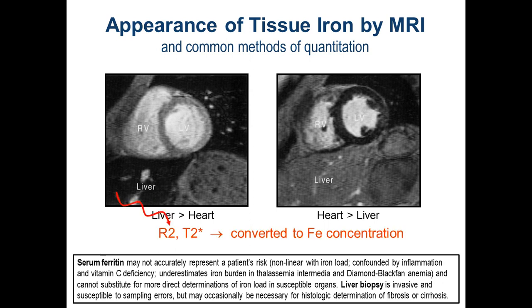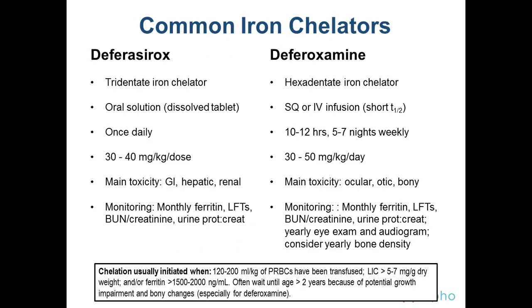And there are different MRI techniques, like R2 and T2 star, that we convert to a liver iron concentration, or T2 star in the heart, where we tend to just act on the T2 star value. And so we tend to get away from biopsies, and you shouldn't really rely on ferritin alone.